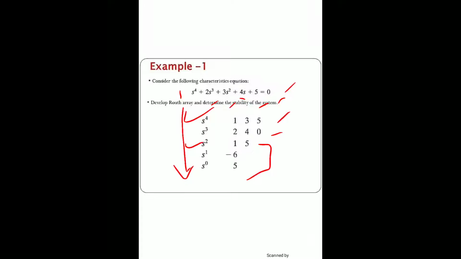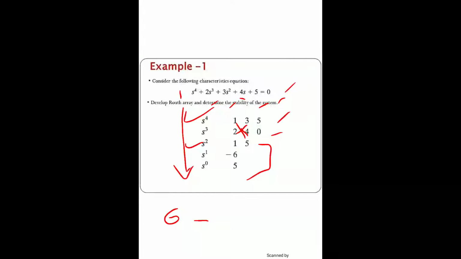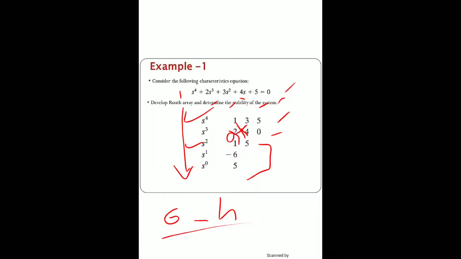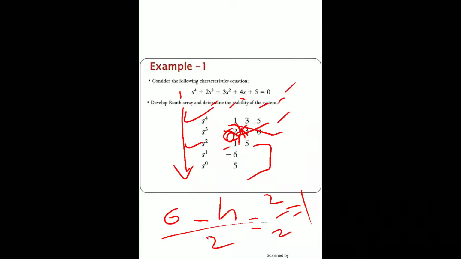So how are the s raised to 2 row elements calculated? 3 into 2 becomes 6, minus 4 into 1, divided by this 2. So 6 minus 4 becomes 2, divided by 2, equals 1. So the next element is 1. Now 2 into 5 is 10, 10 minus 0 divided by 2. So the next element is 5.